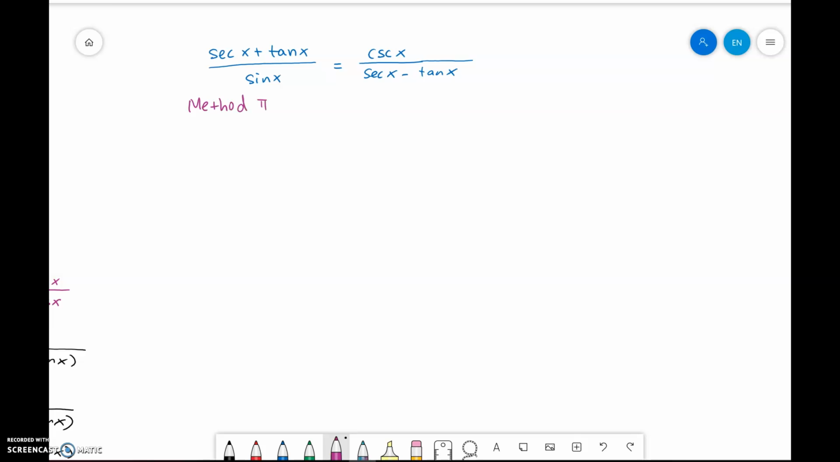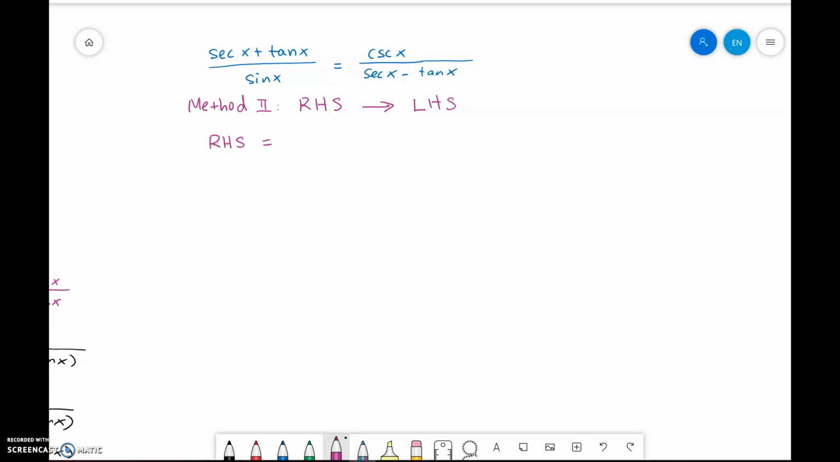So for method 2, this time, instead of working from the left-hand side, I'm going to start from the right-hand side. And then I'm going to work directly from the right-hand side to the left-hand side, no midpoint. So my right-hand side, I have cosecant x over secant x minus tangent of x. So right-hand side equals to.